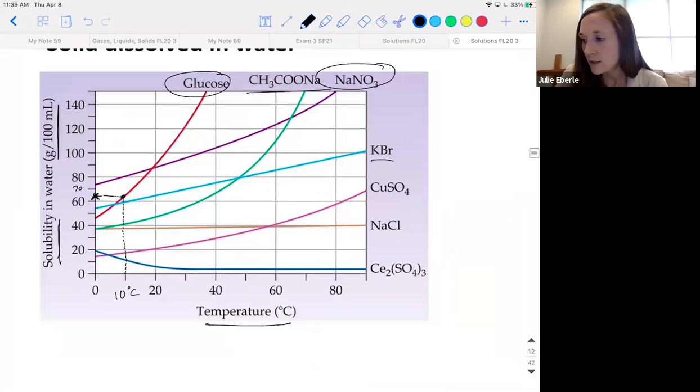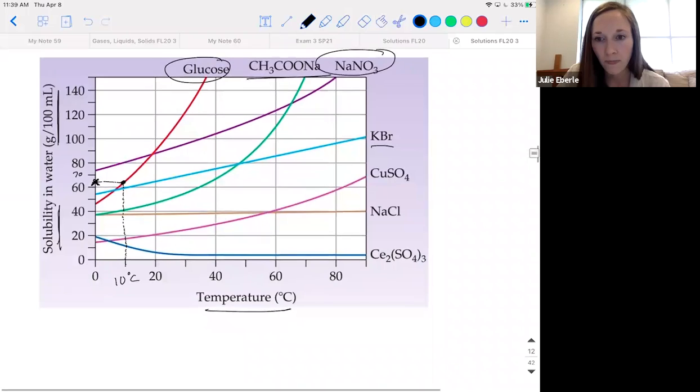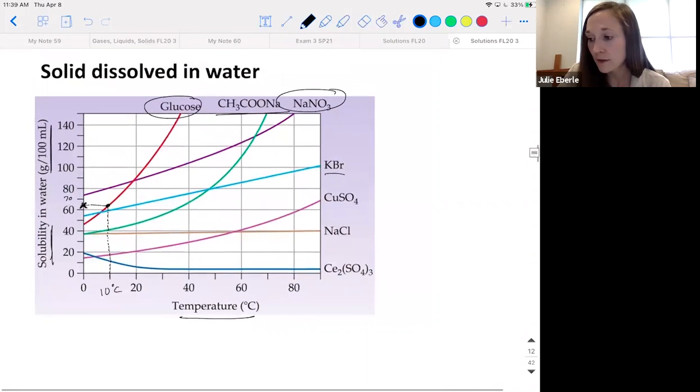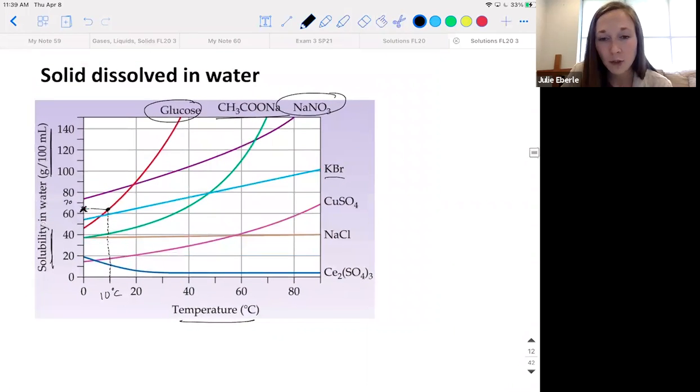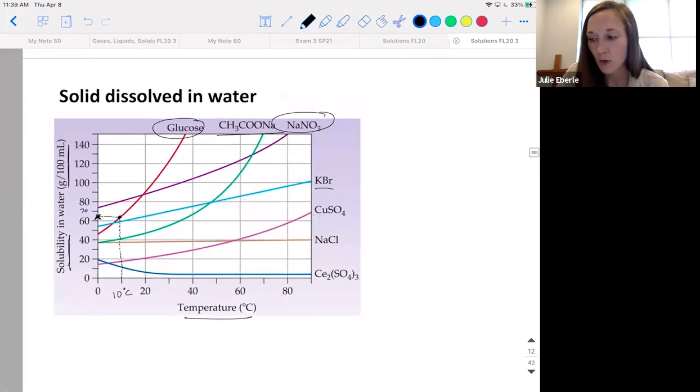If I said, what's the solubility of potassium bromide at 50 degrees Celsius? Okay, you do the same thing. You start at the x-axis, find that temperature, walk the line up to hit the data line, and then walk it over to the y-axis. And again, this reinforces the idea that as you increase temperature, the solubility of any solid in a liquid is increasing. Okay, questions on this?